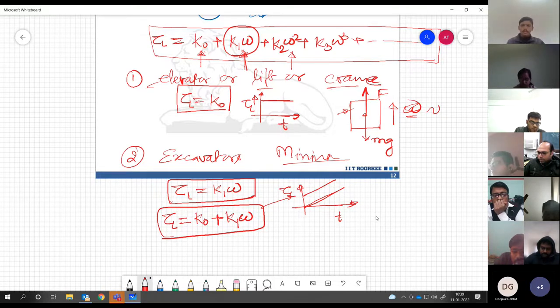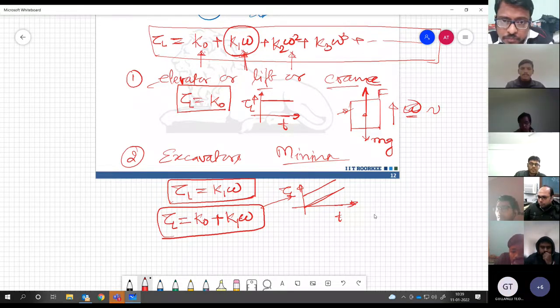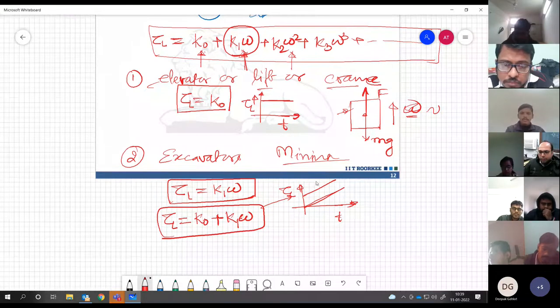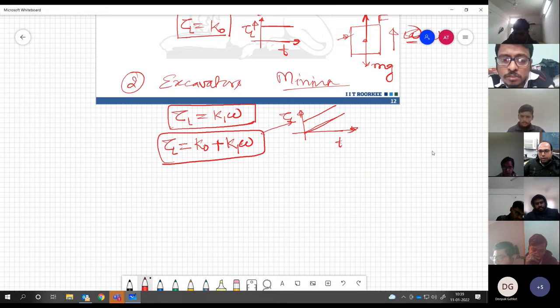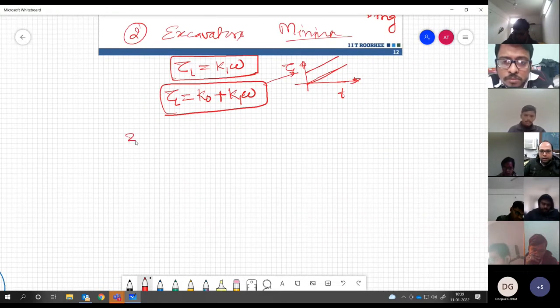You understand this point? Yes, sir. Okay, these are all different types of load that we may see in nature. So when you are going for a particular application, you need to have this understanding in mind of what you are going to face. Correct?